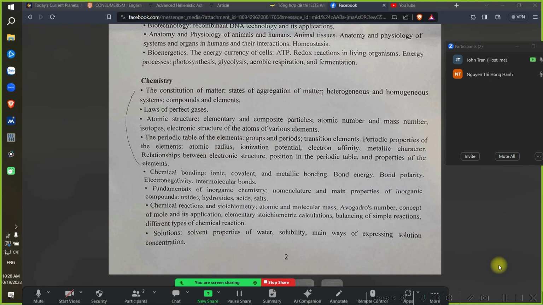So if the electronegativity difference is somewhere between 0 to 0.5, it is non-polar covalent. If it is between 0.5 to 1.7, it is polar covalent, and if it is much larger than 1.7, it is an ionic bond. Right. Okay. Anything else?